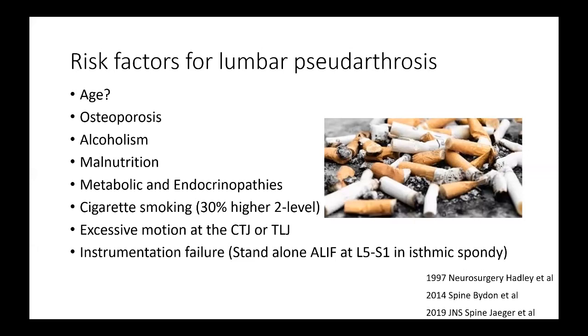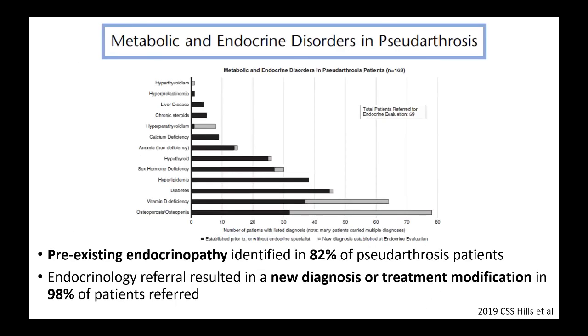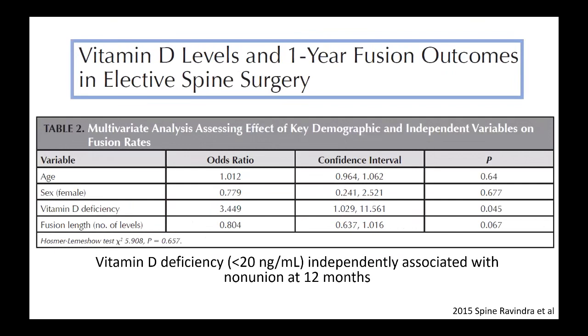And then there are surgical factors, such as excessive motion at transitions or instrument failure. This was a retrospective review of 2,700 elective spine patients. 6% of them had symptomatic pseudarthrosis. When those patients were referred to endocrinology, 82% of them actually had a pre-existing endocrinopathy, with vitamin D deficiency and osteoporosis being the most common causes. And then 98% of the ones referred to endocrine had either a treatment modification or a new diagnosis. Vitamin D is also something that we can intervene on.